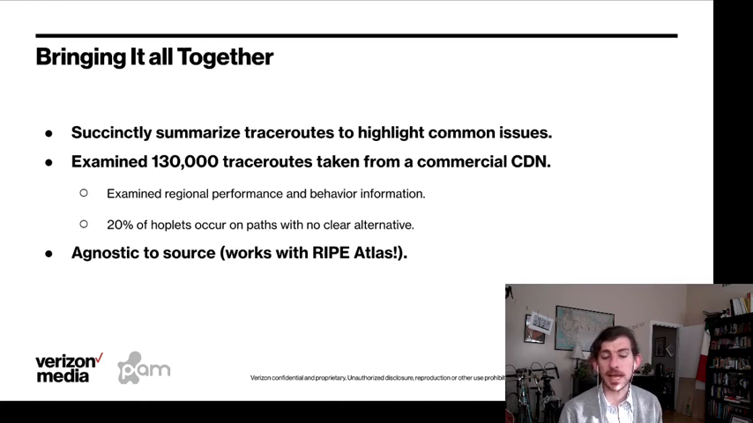We also demonstrated that Hoplets are agnostic to source. Even though we did much of our experimentation in the context of the CDN, it will really work with any source of traceroutes. For example, RIPE Atlas, an analysis in which we were able to find a likely routing misconfiguration with one of the root letters.